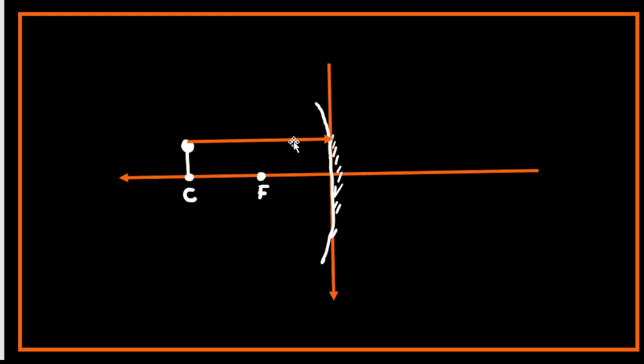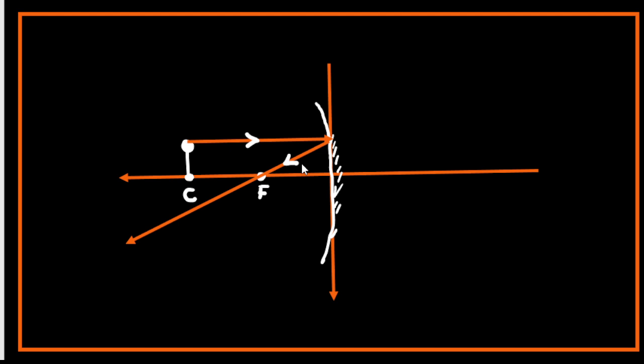So I will draw another line from here, then make it go through the principal focus. Can you see that? So we've drawn that already. It's passing through the principal focus. Now this is our incidence for the first and the reflection for the first.